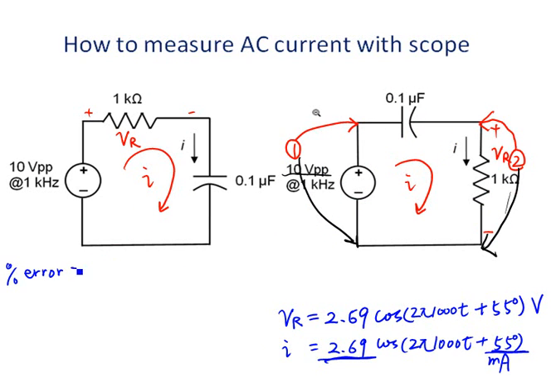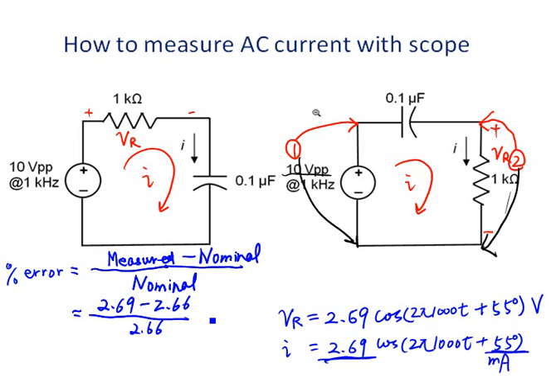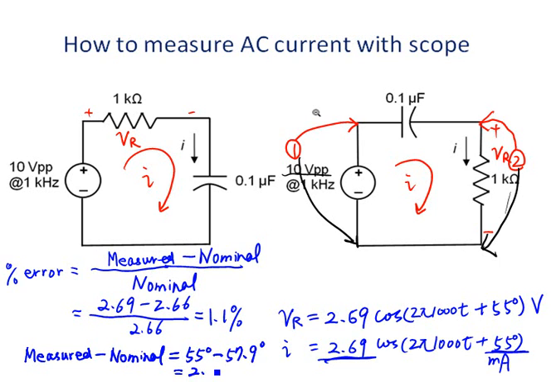We need to calculate the error for the magnitude and phase angle separately. So for the amplitude, the equation is measured minus nominal divided by nominal. So 2.69 minus 2.66. So the error percentage is 1.1%. Then we need to calculate the error for the phase angle. So we use measured value minus nominal value. That is 55 minus 57.9 degrees. So it's off by 2.9 degrees.